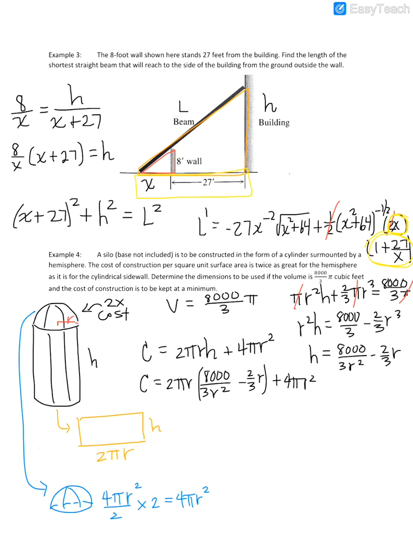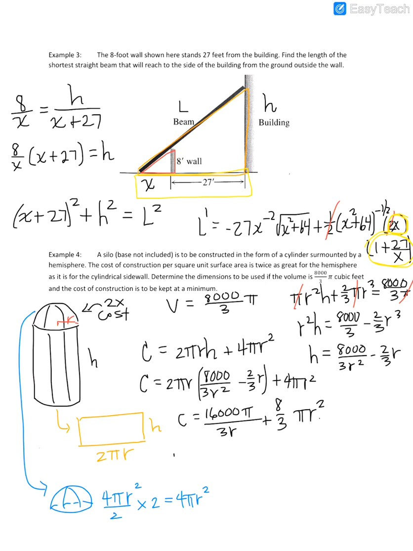All right, I'm going to go ahead and distribute the 2 pi r. So I get 16,000, that's 8,000 times 2. Pi, the r on the top is going to cancel with one of the r's on the bottom. So I get 3r on the bottom minus 4/3 pi r squared plus 4 pi r squared. All right, I can actually combine the -4/3 and the 4. So I'm going to do that. I'm going to actually erase to save myself a little bit of room. So 4 minus 1 1/3 is 2 2/3. Okay. 2 2/3 is 8/3.